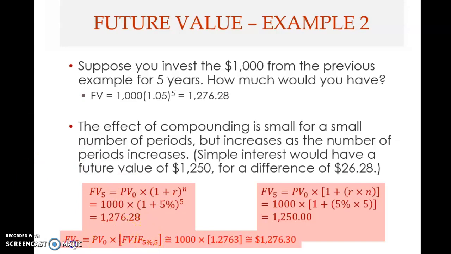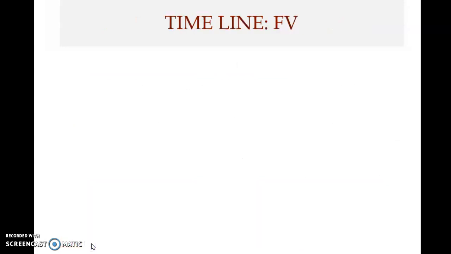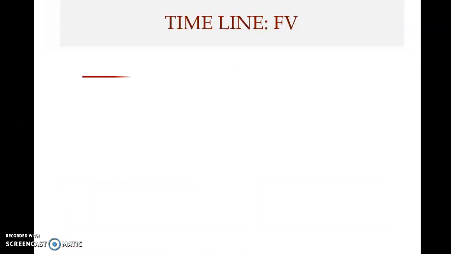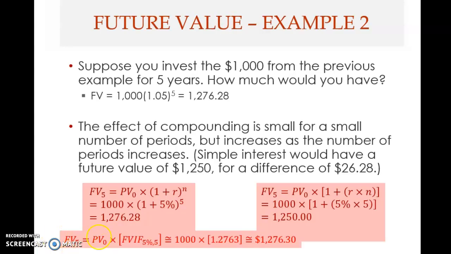So we can use this formula: future value at end of year 5 is equal to the present value at time 0 multiplied by the future value interest factor, 5%, 5 years. I can't get the pointer here, I see the pointer now. Future value interest factor, 5%, 5 years. So this value is taken from the table.